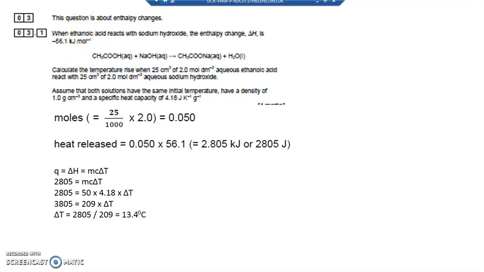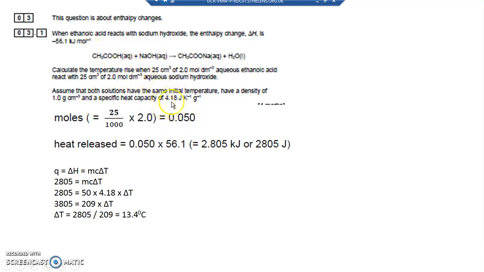Well, it tells me that minus 56.1 kilojoules of energy are released when I have reacted a mole. Except that I haven't reacted a mole, I've only got 0.05 moles. So if 1 mole gives out 56.1 kilojoules of energy, then 56.1 multiplied by 0.05 comes out as 2.805 kilojoules, or 2,805 joules. Multiplied by 1,000 to get into the smaller unit of joules.